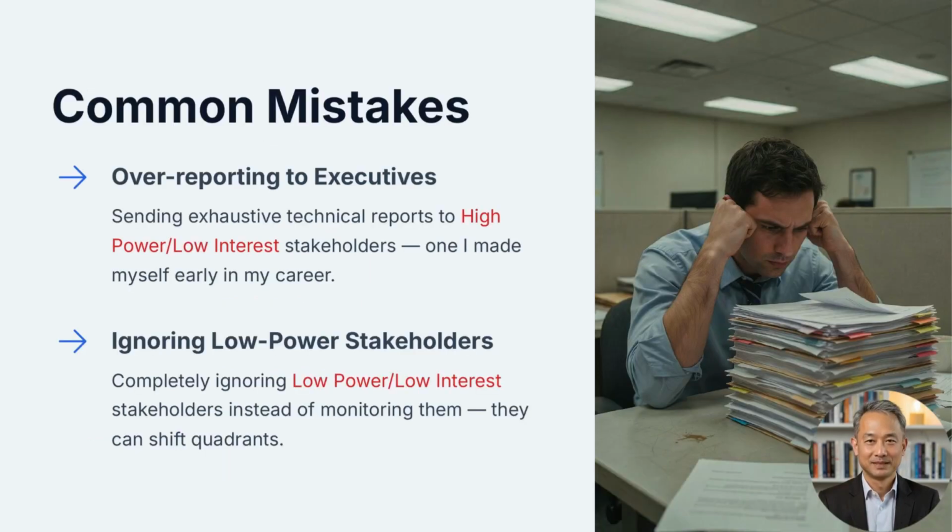Satisfied group. Here is what I see most often, and one of these mistakes caught me early in my career. The first mistake is over-reporting to executives. Many project managers send extensive technical reports to stakeholders who only need strategic summaries. The second mistake is completely ignoring stakeholders with low power and low interest. While they may require less attention today, stakeholder positions can change throughout the project lifecycle. Monitoring them allows you to detect shifts before they become major issues.